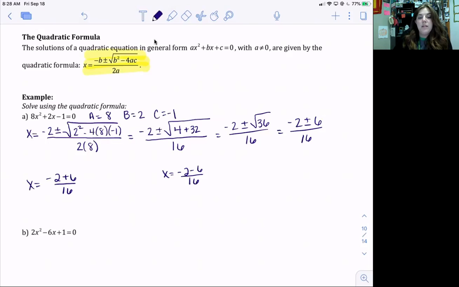And then simplify. So negative 2 plus 6 is 4. And 4 divided by 16 can reduce to be 1/4. Negative 2 minus 6 is negative 8. Divided by 16 can reduce to be negative 1/2. So x equals 1/4 and negative 1/2.